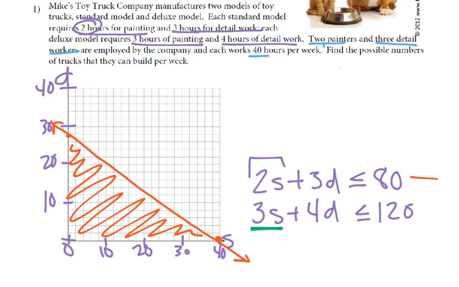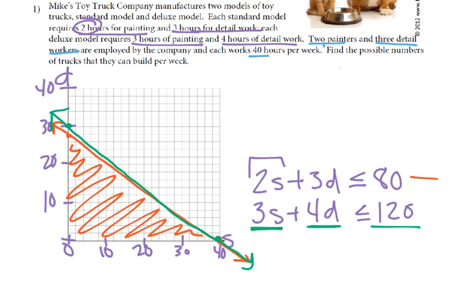So if we only made standard, I'd go 120 divided by 3, which would give me 40 again, right? So I know that's going to be 40. But what if we did deluxe? Well, 120 divided by 4 would give us 30. So it'd be 30. It would be up there. So then we try to draw a straight line here.